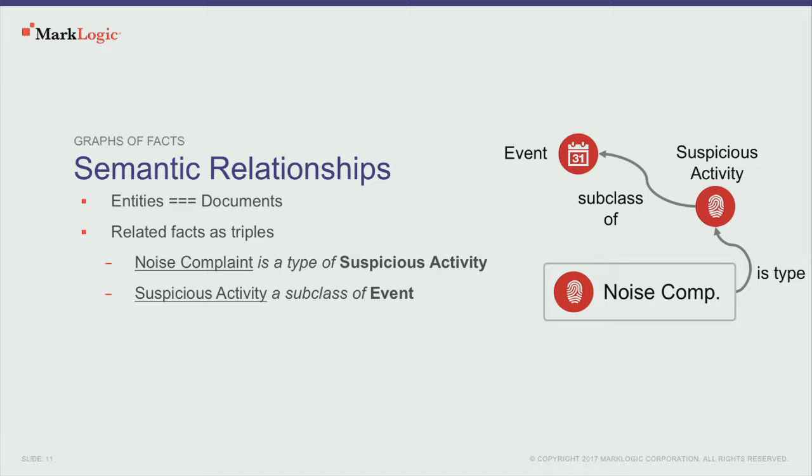So what we want to be able to do is continue to add context to our documents, and we want to capture these facts. What we have is called a triple. It's another type of data model. Again, we're a multi-model database that allows you to store these facts. In this case, it's called a triple because it has three parts. It's got a subject: the noise complaint is the subject of our fact assertion. The suspicious activity is the object. And then they're joined by what's called a predicate, which in this case is type.